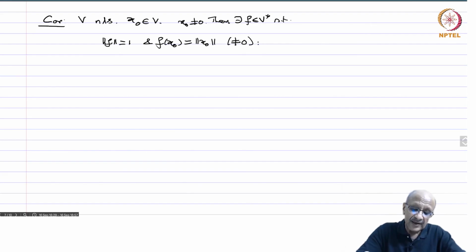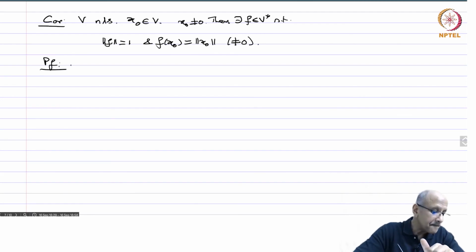For every x naught in V which is non-zero, I can produce a special continuous linear functional which is of norm 1 and whose value is a certain specific number. So we can specify whatever we want here, and therefore you can construct lots of linear functionals using this. So proof: you take W, which is a one-dimensional space spanned by x naught.